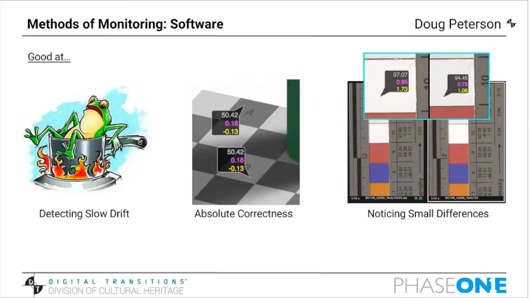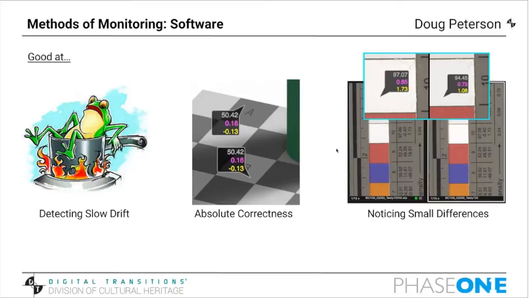That is, it's not going to be distracted by the sorts of optical illusions and visual analysis things that human beings are tricked by. It shows patch B as being 50.42. It shows patch A as being 50.42. It shows them as identical.